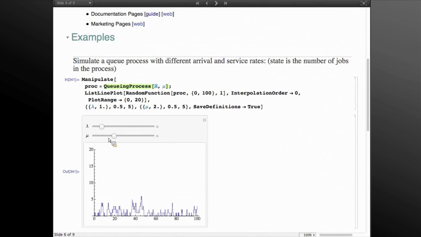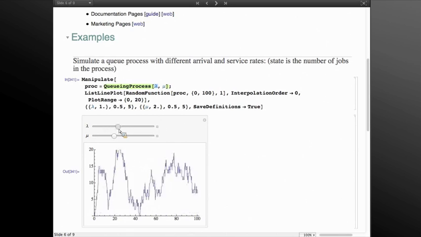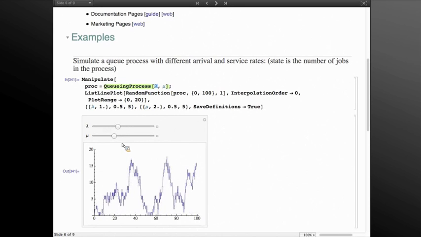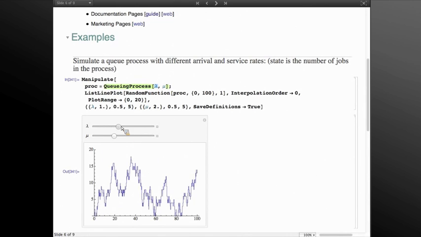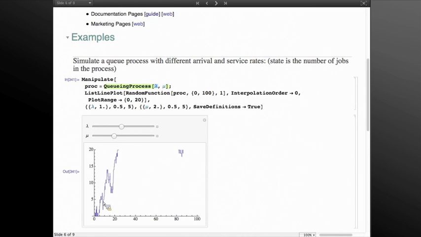So mu is the service rate. If I have more people arriving, so I up the arrival rate, we start to get more bubbles. The length of the queue goes up, and the closer I get, the more these bubbles go up. If I actually pass it, so I have more people arriving than can get serviced, they arrive faster than I can service them, I will eventually have a blow up. So here's an example where I blew up beyond my plot range here.